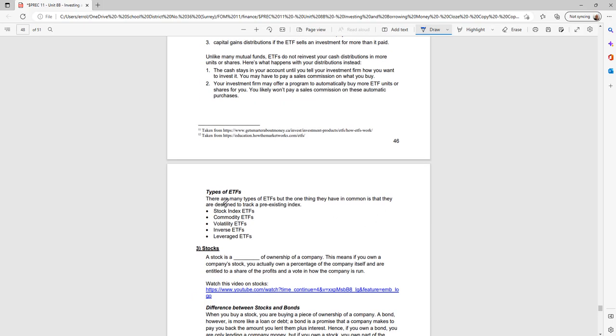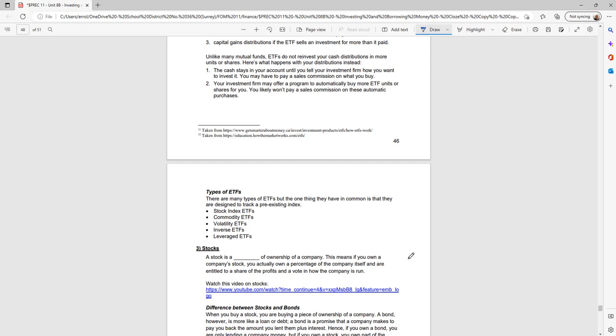All right, so there are a number of ETFs. One's called a stock index ETF, for example, the S&P 500 ETF or the TSX ETF. Commodity ETFs are if you want to invest in things like precious metals or energy, for example. Anyways, there are different categories, okay? Number 3.